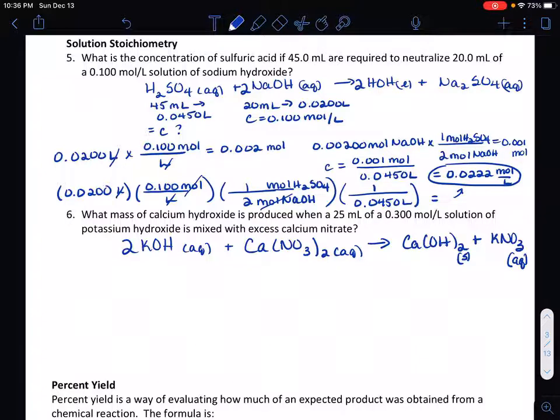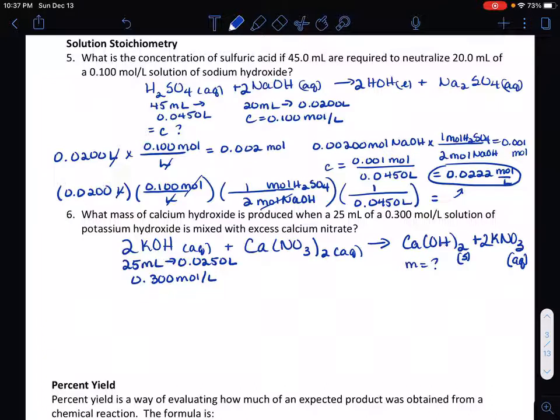So I already started balancing. I have a tendency to balance these as I write them, okay, which is why sometimes I forget to balance them when I teach them. So anyway, there's my balanced equation. And again, I've got 25 mL here. Switch that to liters. My concentration is 0.3 moles per liter. And they want the mass of calcium hydroxide.